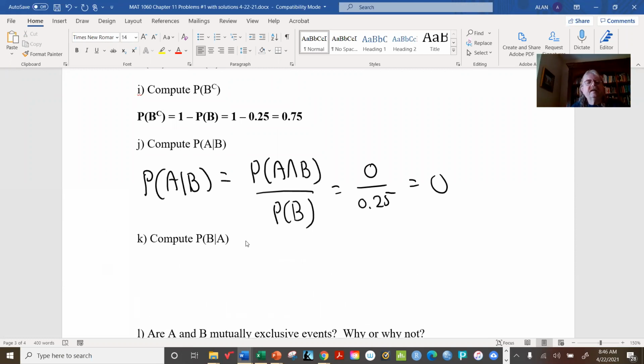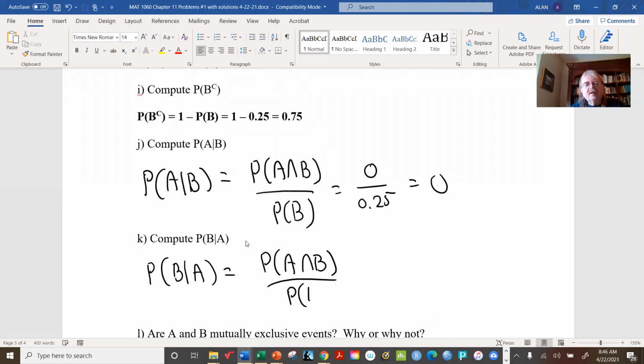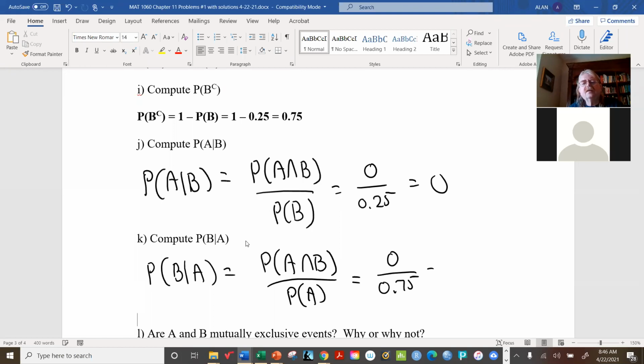Okay, now how about B given A? Now, the way it's written, if you notice in the denominator, we have a different probability. The numerators are the same, but the denominators reflect what's going on. In other words, here we have A given B, so the probability of B is in the denominator. Down here, we have B given A, so the probability of A has to be in the denominator. But as it turns out, either way, you'll still get 0 in the numerator, which means 0.